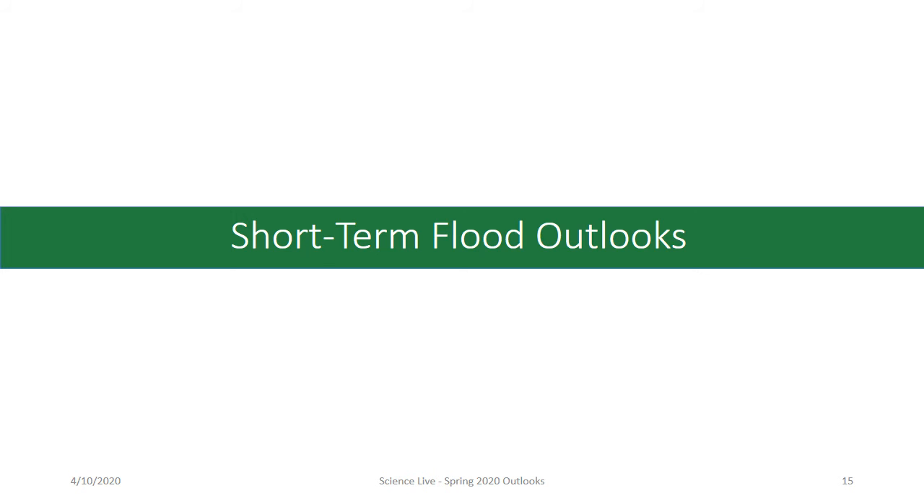So now that we've looked at subsoil moisture and we've looked at stream flows and then the existing snowpack across the upper part of the Mississippi Basin, we can start to look at short-term flood outlooks. Now, when we talk about short-term, we're talking 7 to 14 days. And where we're going to emphasize the risk of flooding is on the Mississippi side.